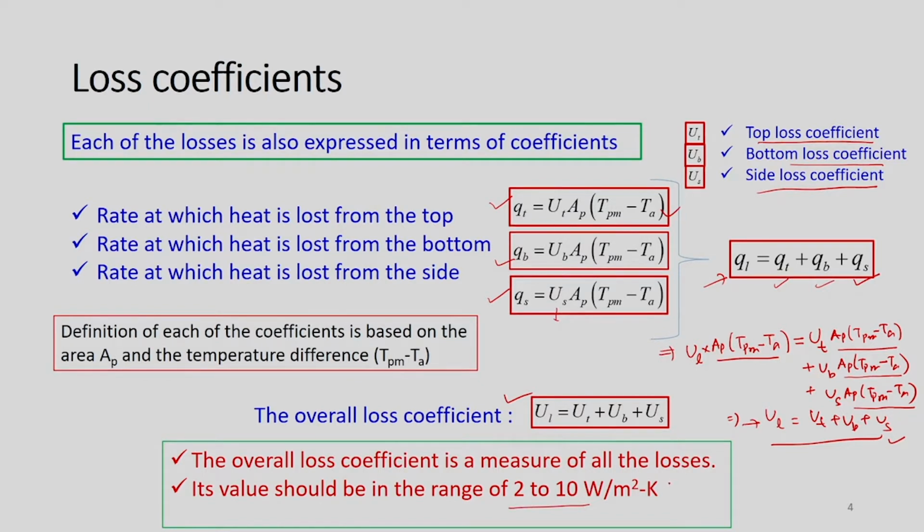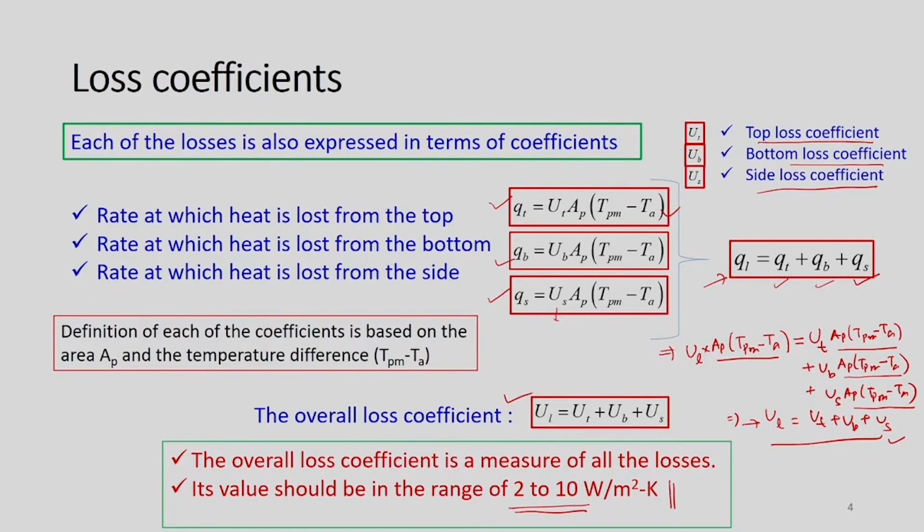So, if this value falls in between this range, then our design can be considered. Otherwise, losses will be very, very high, and under those conditions we will be losing our efficiencies. Once we know this UL, then if we substitute it in the energy balance equation, we can calculate the useful heat gain. We will demonstrate how this UL can be calculated by solving a numerical problem.